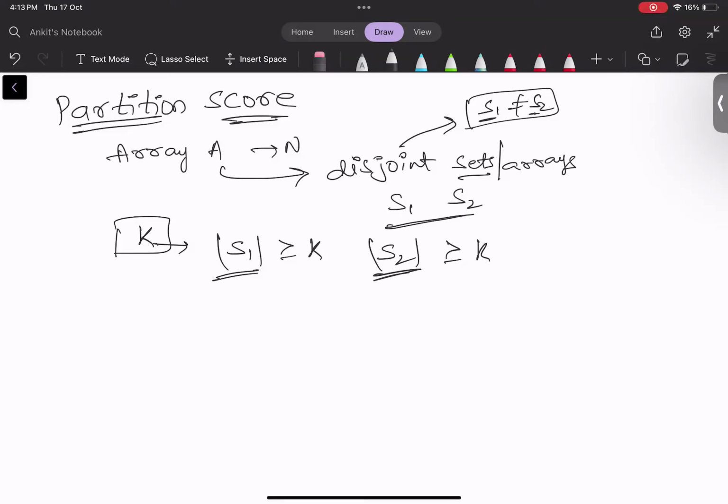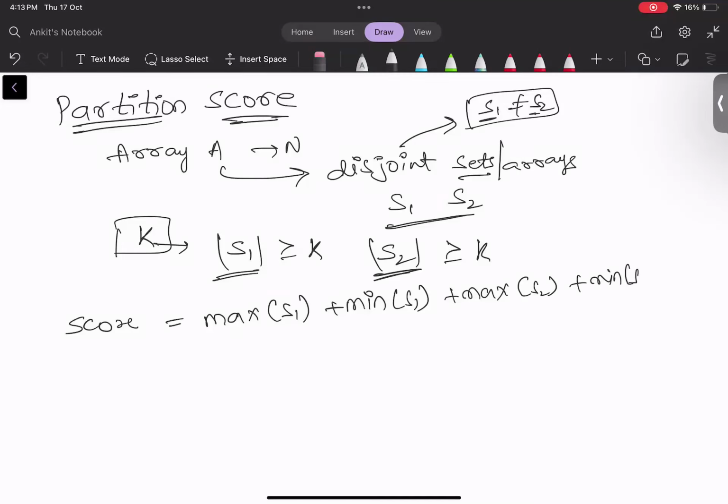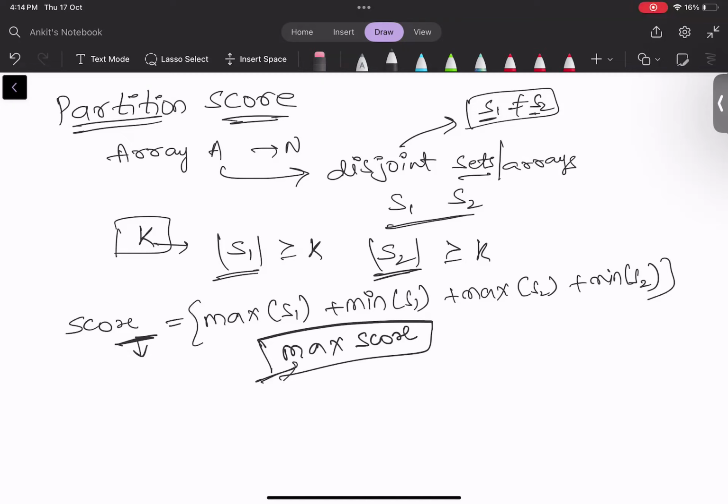Let's see this. And the return value should be a score value. That is, score is defined as the maximum value of S1 plus the minimum value of S1 plus the maximum value of S2 plus the minimum value of S2. Now we have to return the maximum score. That is, we have to maximize this score as much as possible and return the maximum score.